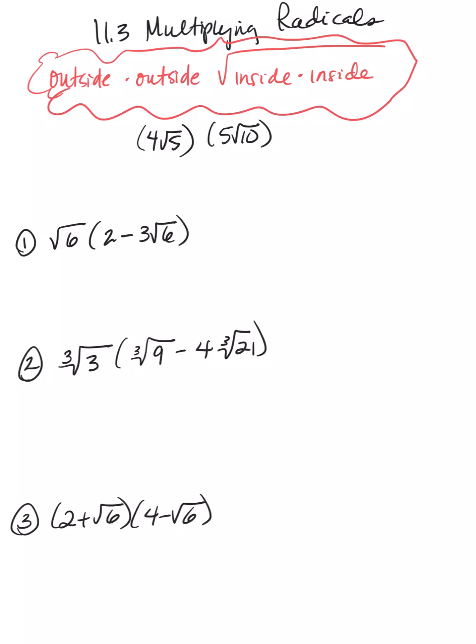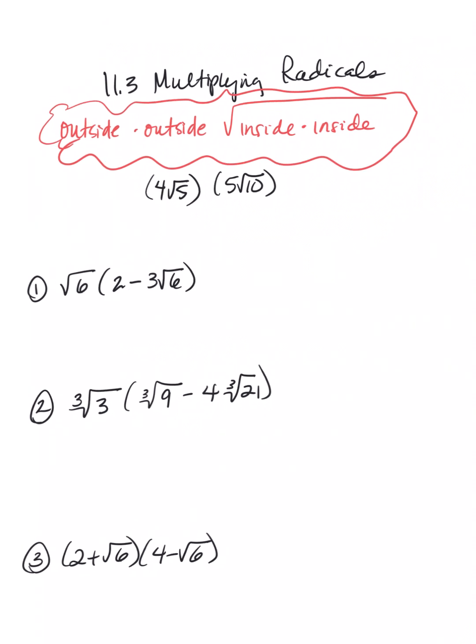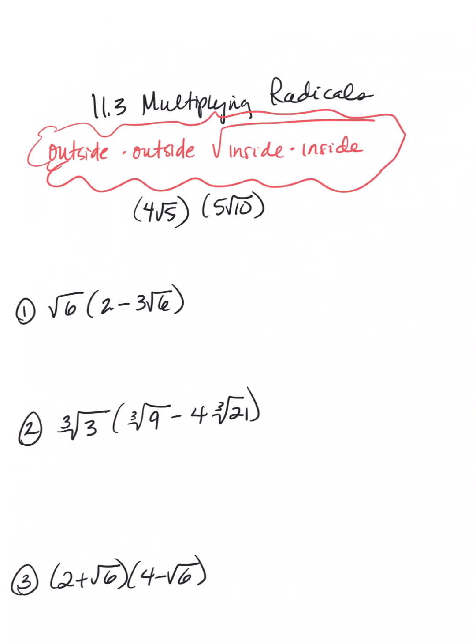Okay, today we're going to be multiplying radicals. And here's the thing you have to remember when you multiply radicals: you're going to multiply the outside numbers times outside numbers, insides to insides. And then you have to step back and look and see if you can reduce anything that has come out of those products.